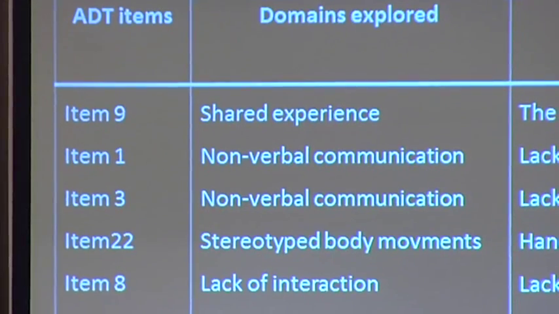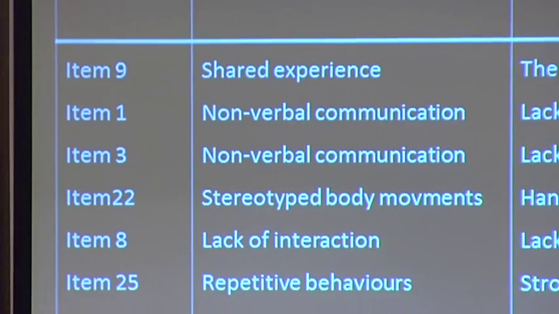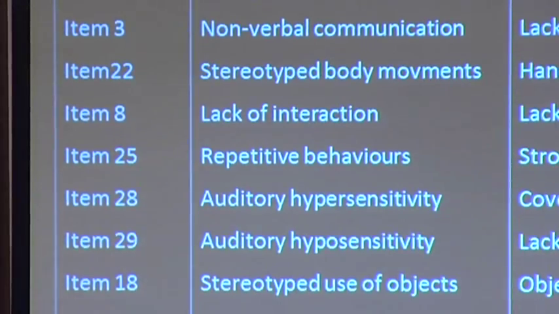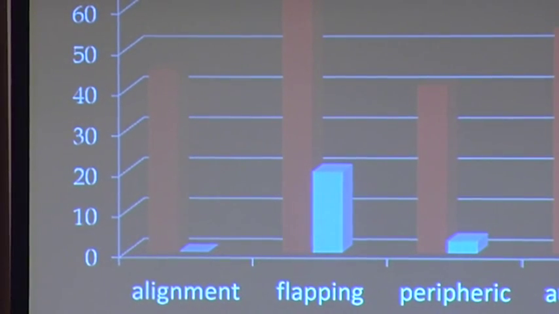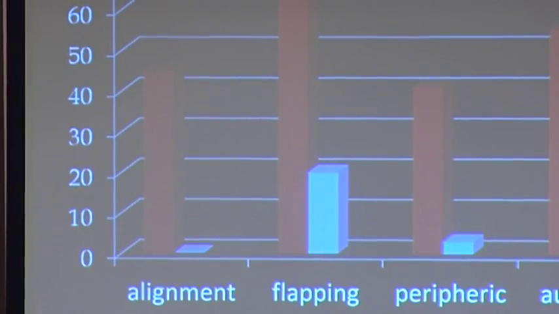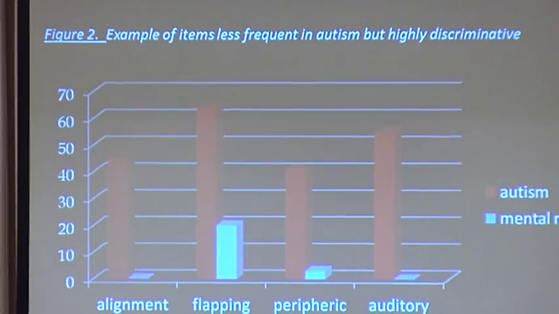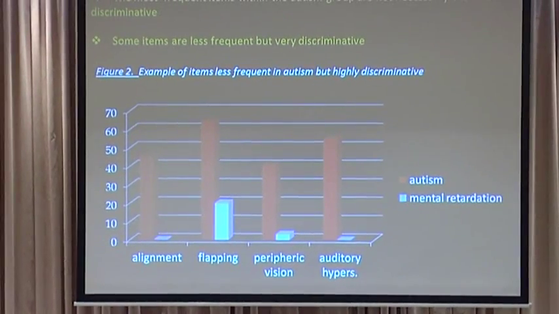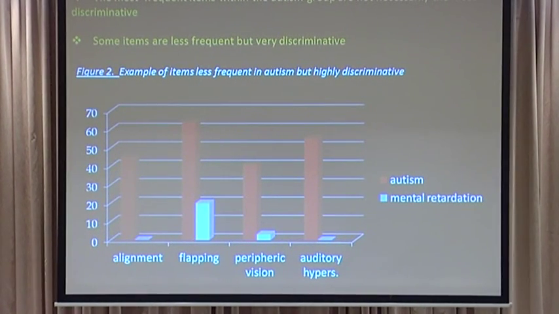So we could, at this point, maybe think about creating a version with 23 items. But if we do that, we have a problem. I'll tell you what. The most frequent items within the autism group are not necessarily the ones that can discriminate between autism and non-autism. It's not because they are frequent that they tell us the child has the highest probability of having autism. So some items are less frequent but very discriminative.